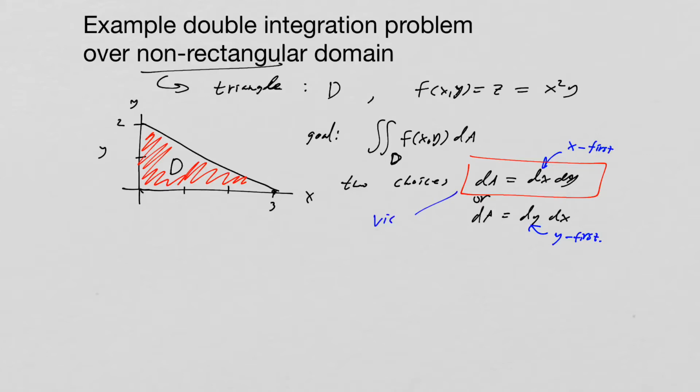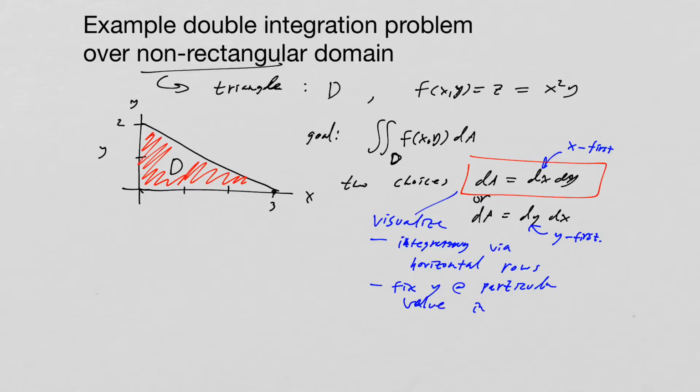So let's visualize what we're doing. If we're integrating x first, we're basically integrating via horizontal rows as follows. You fix y at a particular value in your domain, and then integrate along a horizontal row. In this case, we take y to be a specific point, start right at x equals 0, and integrate along in a one-dimensional integral until we hit the other boundary on that diagonal line.